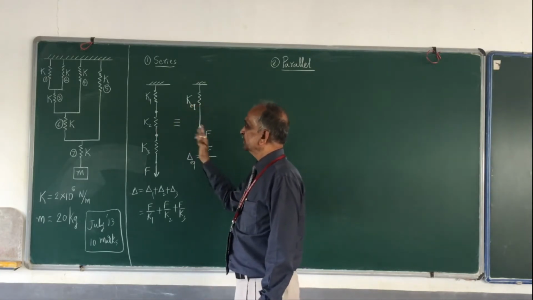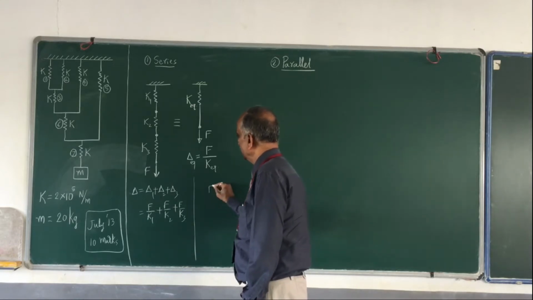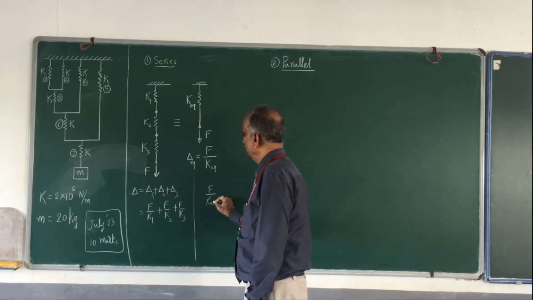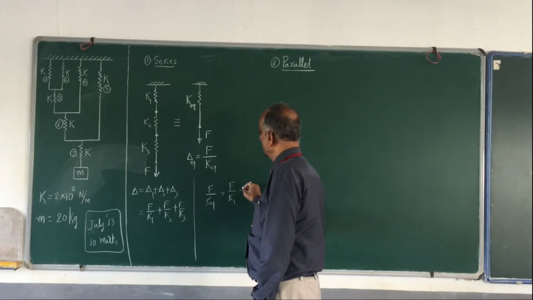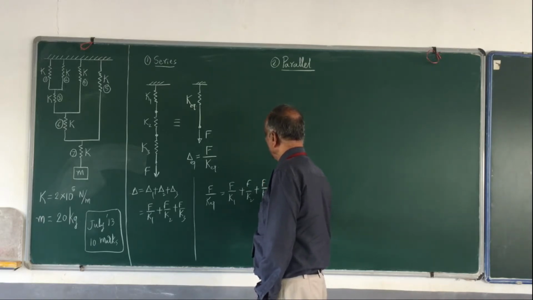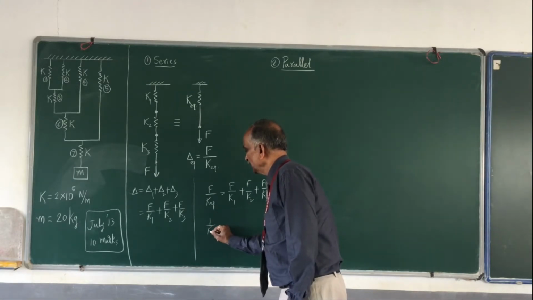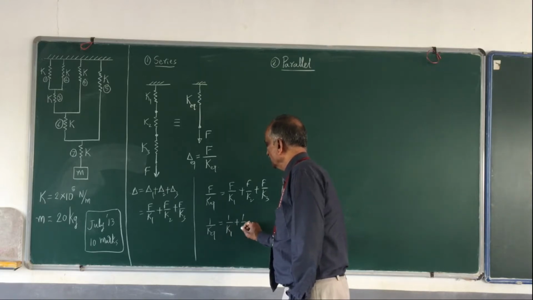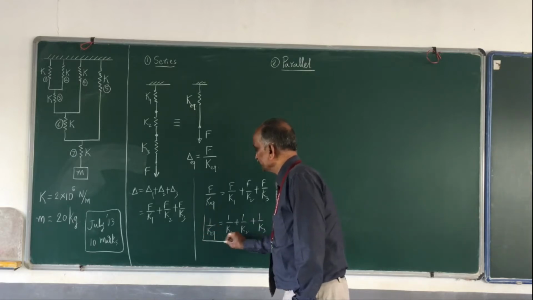Okay, now I want to say that these are equivalent to one another. When do you say that they are equivalent to one another? F divided by the extension of this and the extension of this must be equal. F divided by K equivalent is equal to F divided by K1 plus F divided by K2 plus F divided by K3. So you can cancel F. This is equal to 1 divided by K equivalent is equal to 1 upon K1 plus 1 upon K2 plus 1 upon K3, and so on for any number.